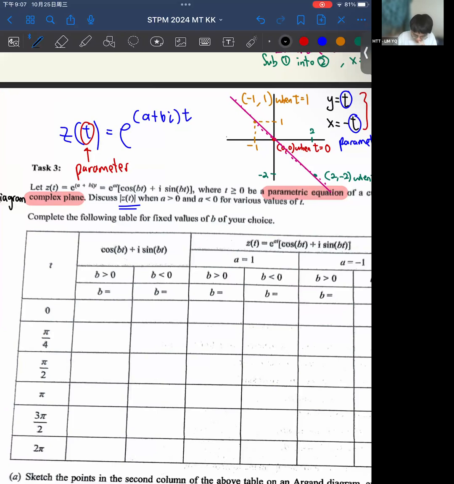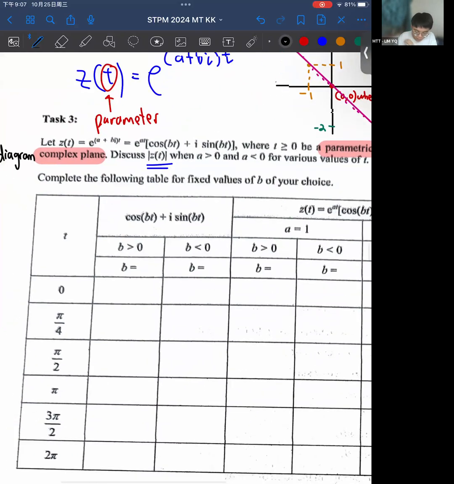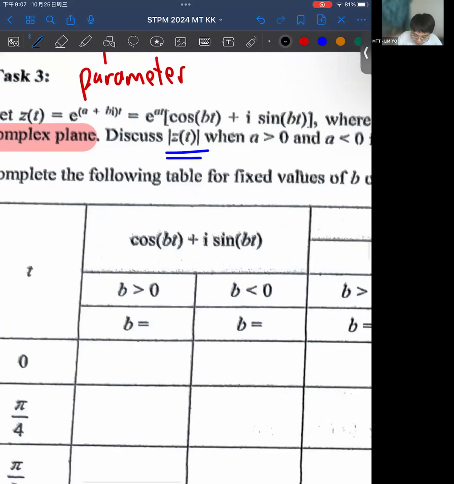Let's not look at the bigger one first. Let's say we only focus on this one. This is the inside one, inside the bracket, meaning your e power bi. This is e power bi, if you notice. Let's say we want to plot e power bi first.